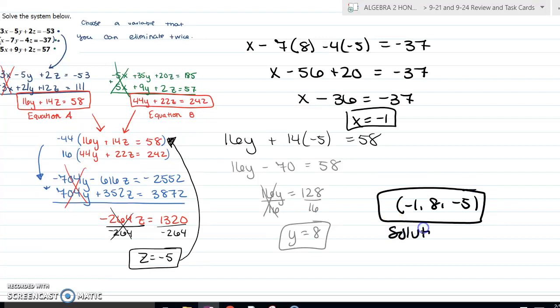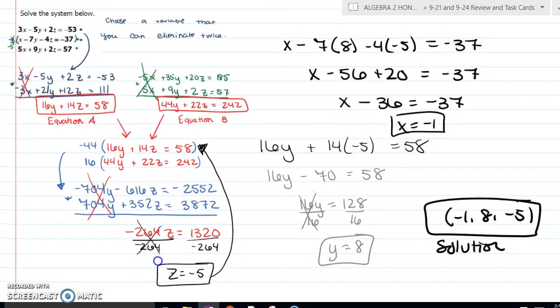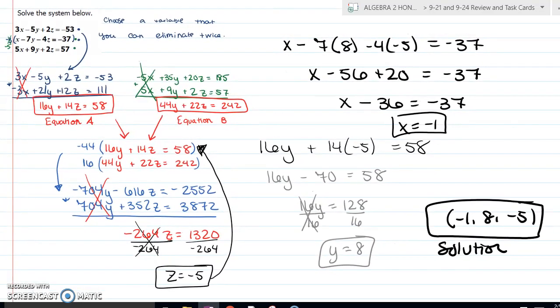And that's your solution. Okay, you could always plug x, y, and z back into every single one of these equations and make sure that it makes a true statement, okay? And make sure that if you're starting from the beginning, that you eliminate the same exact variable both times.